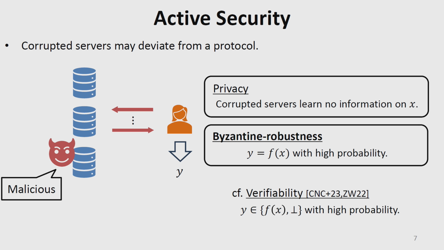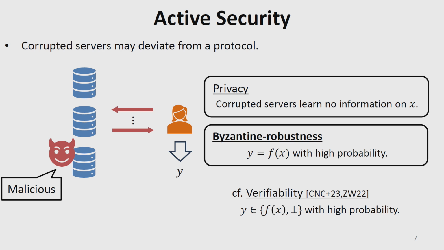So in this work, we consider active security, which guarantees the privacy and correctness, even if corrupted servers may deviate from a protocol. More specifically, the privacy requirement is almost the same, but the difference is that corrupted servers learn no information on the client's query, even if corrupted servers introduce adversarial errors into their messages.